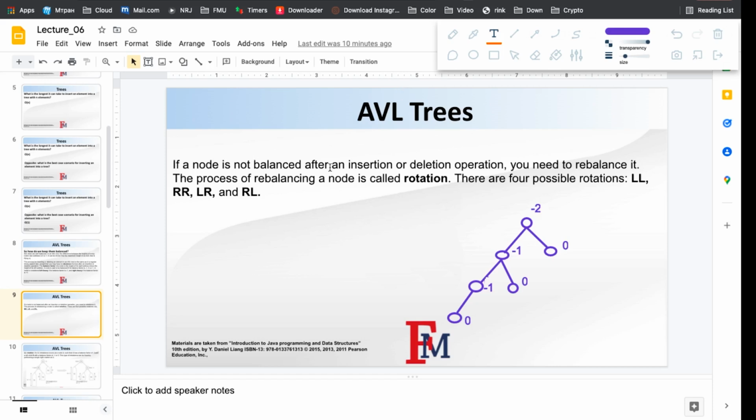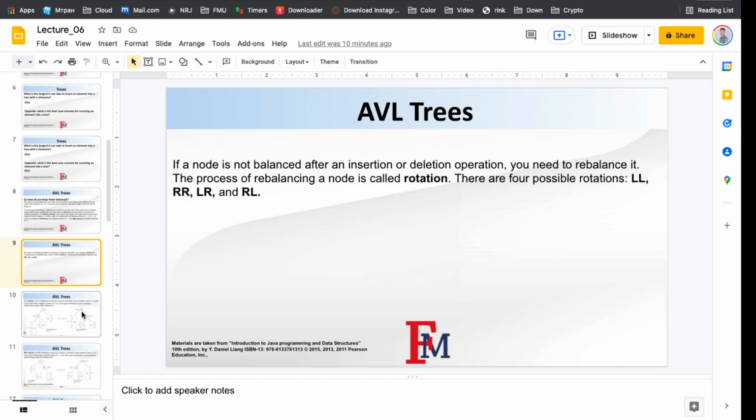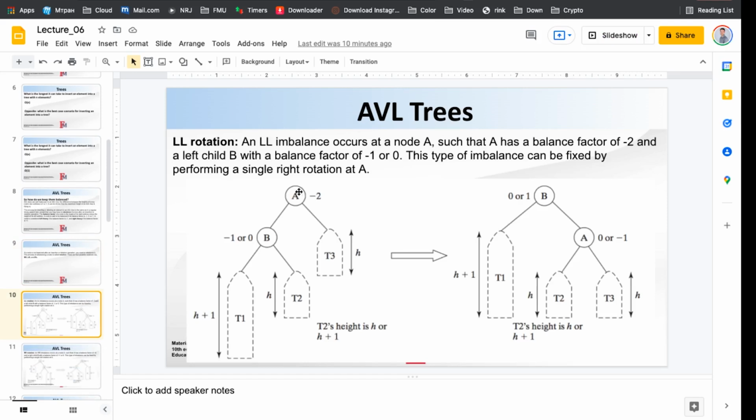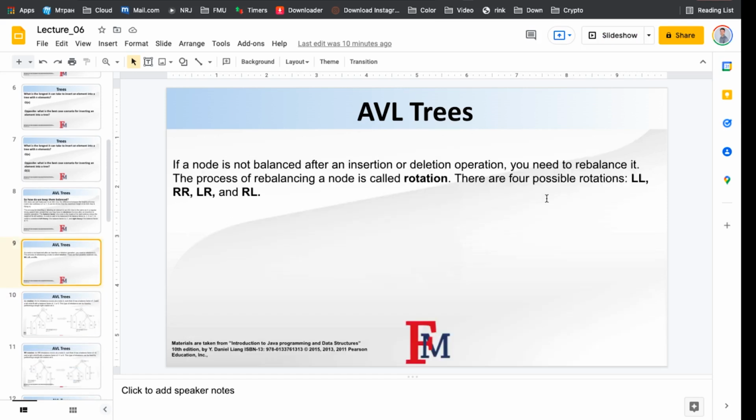So if a node is not balanced after an insertion or deletion operation, you need to rebalance it. The process of rebalancing is called rotation. There are 4 possible rotations: LL, RR, LR, and RL. So let's take a look. Here's an example of LL rotation. We have 4 types of rotations.